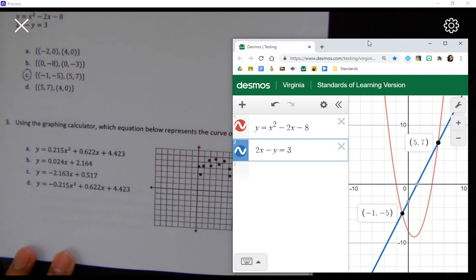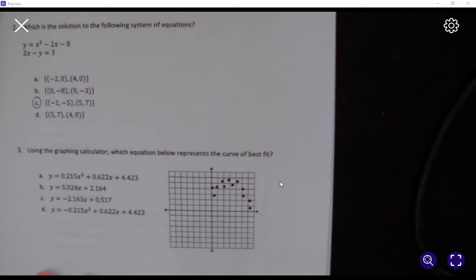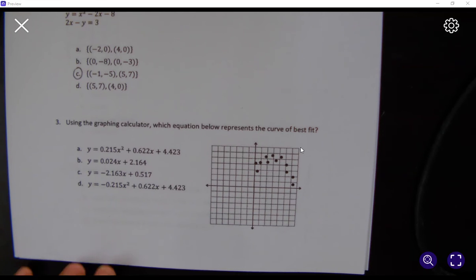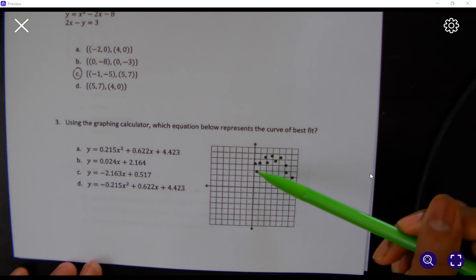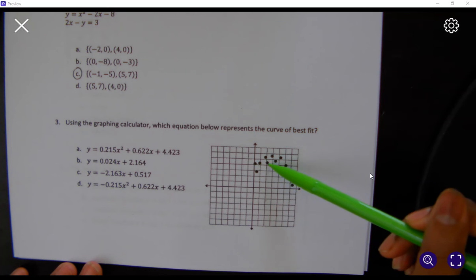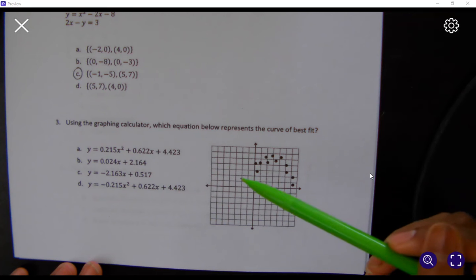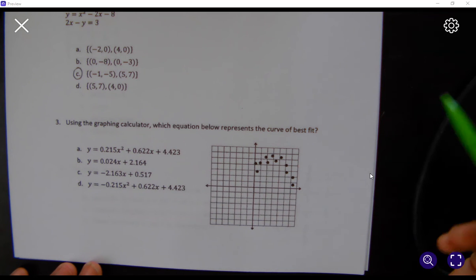Okay, so this problem right here is a regression problem. So this one says, using a graphing calculator, which equation best represents the curve of best fit? Okay, so there's a few ways we can do this. The way that we went over in class was to find all of the x and y coordinates, and then we can build a regression to see which one goes through these points over here.